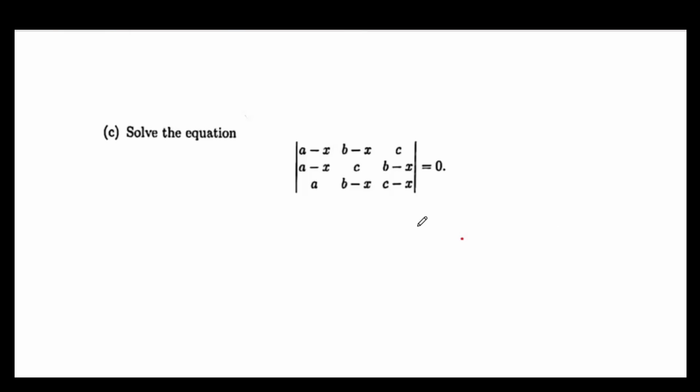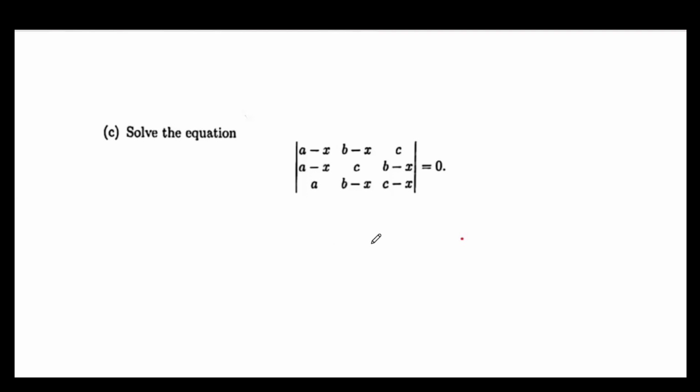Okay, so we have this question from linear algebra. They're saying solve the equation if the determinant is equal to 0. When they say solve the equation, they mean we solve for the x there. So how can we solve this question?